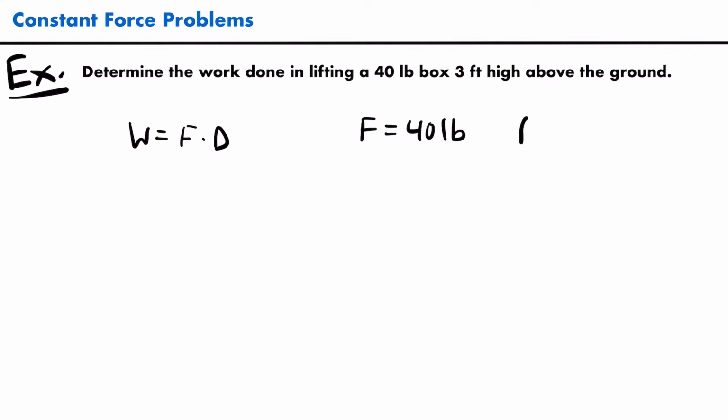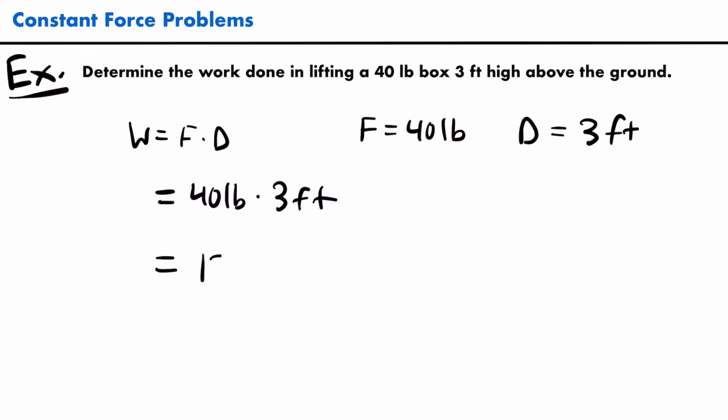And then our displacement will be equal to the 3 feet above the ground, which is where we want to lift our box to. So we have 3 feet as a displacement. And so the work will be equal to 40 pounds times 3 feet. And that will be equal to 120 foot-pounds.